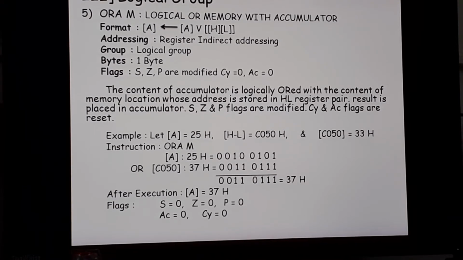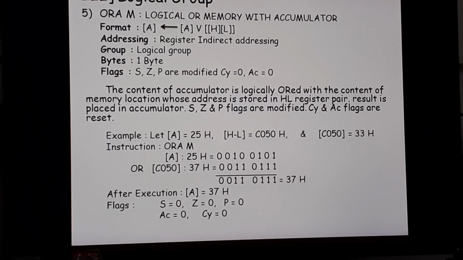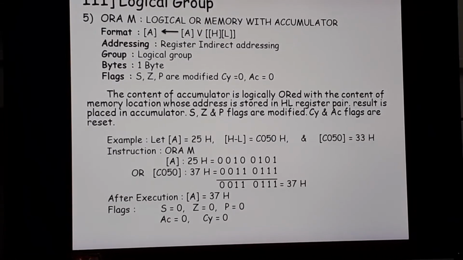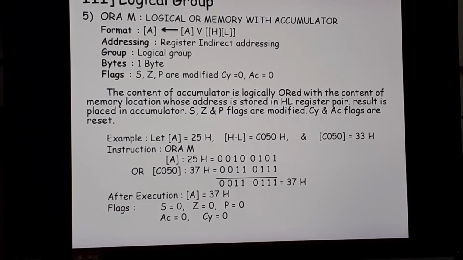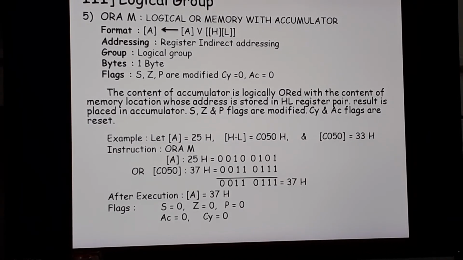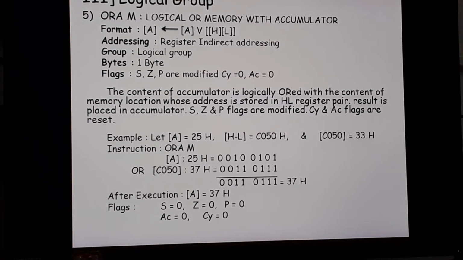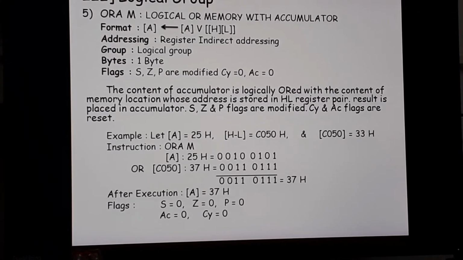So the example that I have taken is, let A be equal to 25H, HL equal to C050H. Since it is an HL register pair, you need to mention the 16-bit data, and for the 16-bit data I have assumed 8-bit again. 8-bit, why? Because I need to transfer the result in the accumulator. So I have taken the 8-bit data as 33H. The instruction is ORA M.